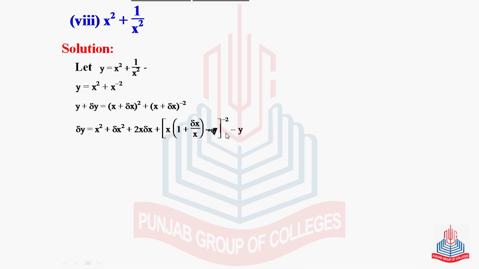Actually we have written y plus delta y, this one is (x plus delta x) whole square and (x plus delta x) raised to the power minus 2. So delta y, from here this will become minus y, and this one is just the expansion of this square, and from here x becomes a common factor, (1 plus delta x over x) whole raised to the power minus 2.